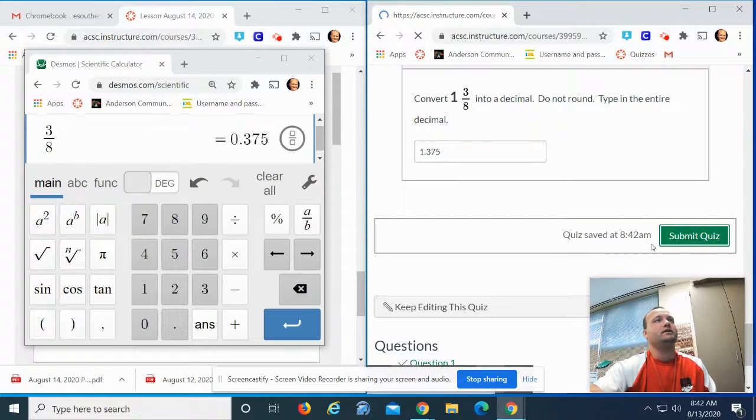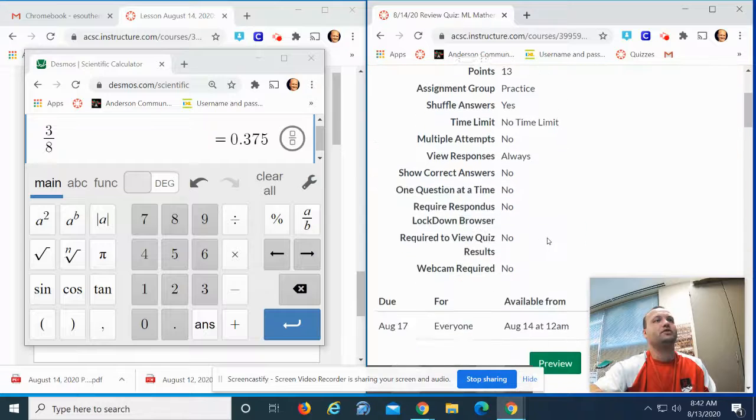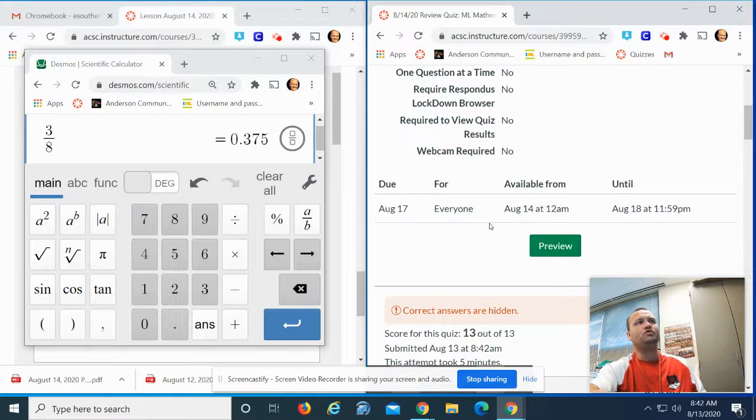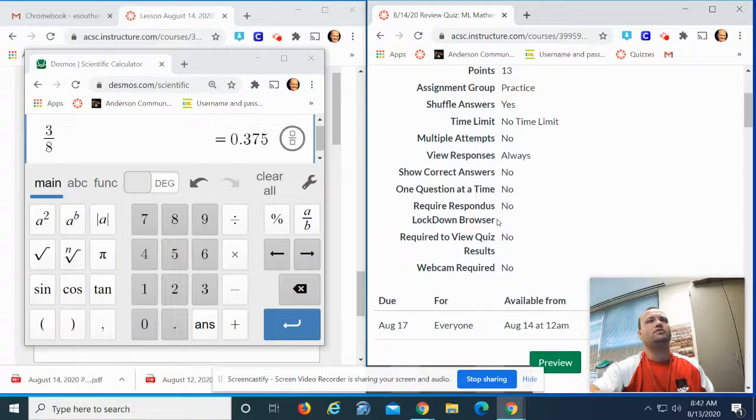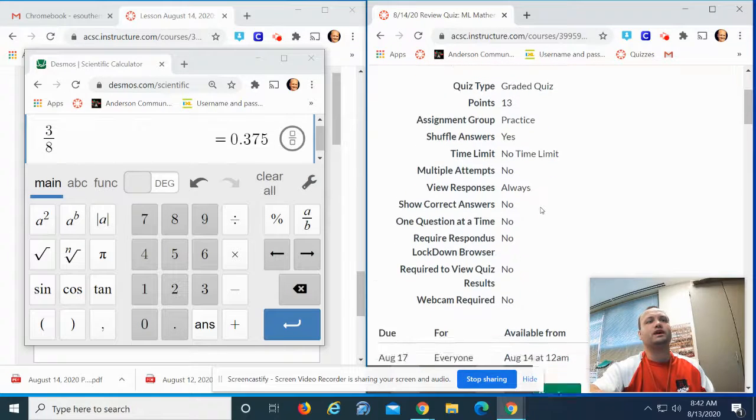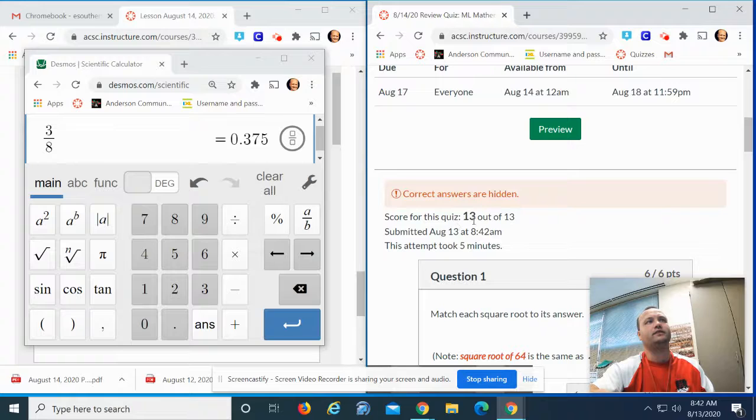You'll submit, and then you'll check out your grade. Now, you will have 2 attempts on this assignment. So if you don't do well the first time, you're more than welcome to retry it. If you'll notice, I got 13 out of 13. But these are not the same questions or the same answers as your quiz that you're taking today. This is just your review. Good luck, and I hope you have a good weekend.